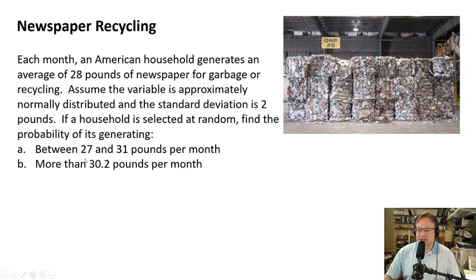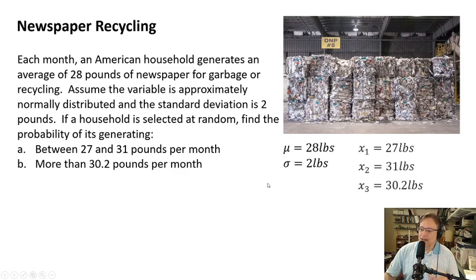per month. So I'm seeing x values here already. I'm seeing thresholds. And then let's see, part B here, more than 30.2 pounds per month. Oh, that's another threshold. So let's first of all figure out our normal distribution here first. We know that it has a mean of 28 pounds and a standard deviation of 2 pounds. And we also have these three thresholds that we can extract here: 27 pounds, 31 pounds, and 30.2 pounds. We're going to have to translate each of those into a z value.